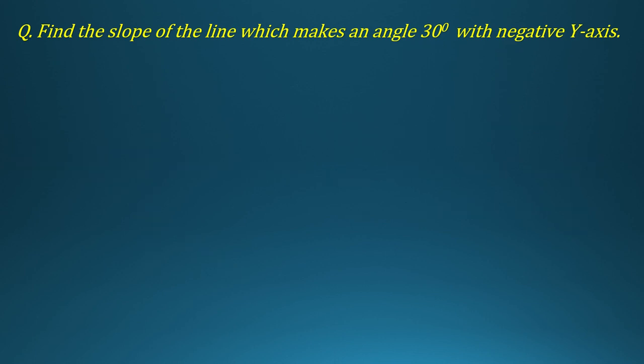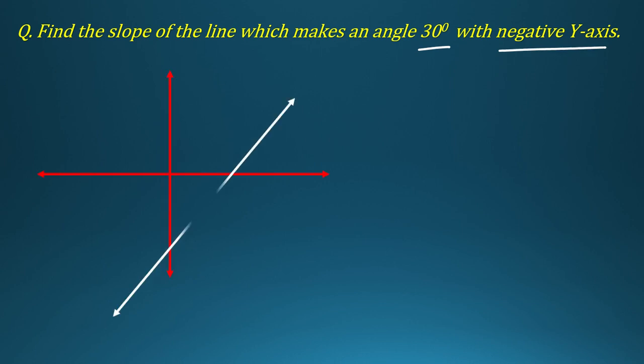Now the third case can be: find the slope of the line which makes an angle of 30 degree with negative y-axis. So y-axis means this is the angle with y-axis, this angle, in clockwise direction, 30 degree. But again for the slope we want this angle. So how will you find it? You see, this angle is 30, this is 90, because it is the angle between x-axis and y-axis. So by using simple geometry, this angle will be 60 degree.